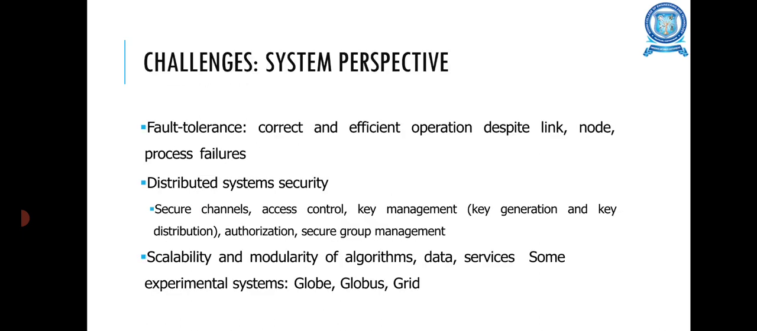Then based on the system perspective, the next one is fault tolerance. Fault tolerance means correct and efficient operation despite link or node failures. Suppose any process failure occurs, these are included in fault tolerance. The next one is distributed system security. That means secure channels, access control, key management, authorization and secure group management are the various methods used to provide security. Then the next one is scalability and modularity: algorithms, data services, and some experimental systems, that is Globus, Grid. These are included in scalability.